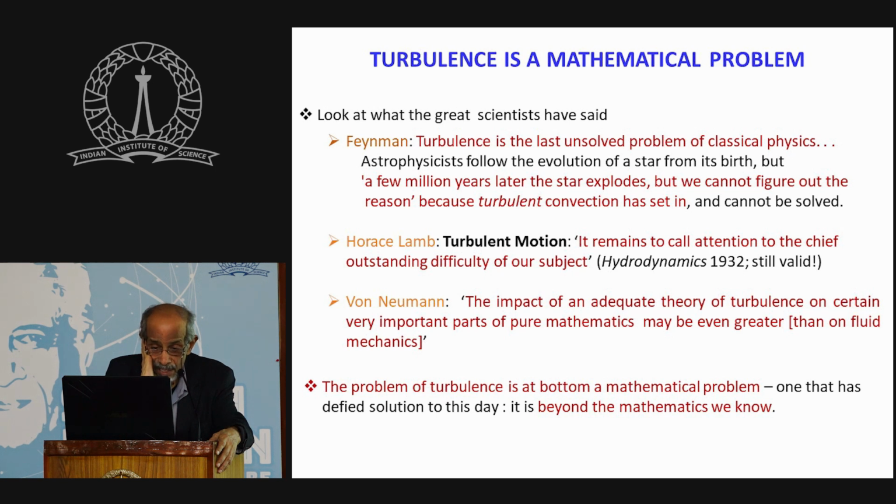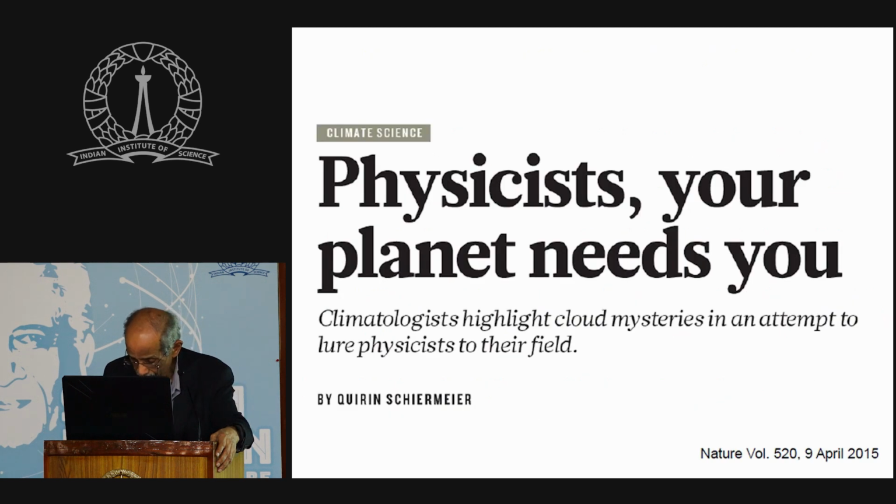Von Neumann's writing on turbulence is a very interesting read. He says the impact of an adequate theory of turbulence on certain very important parts of pure mathematics may be even greater than on fluid dynamics. I mean, if you solved it, you would be making a great contribution to pure mathematics, is what he was saying. So at bottom, it's a mathematical problem and has defied solution to this day.